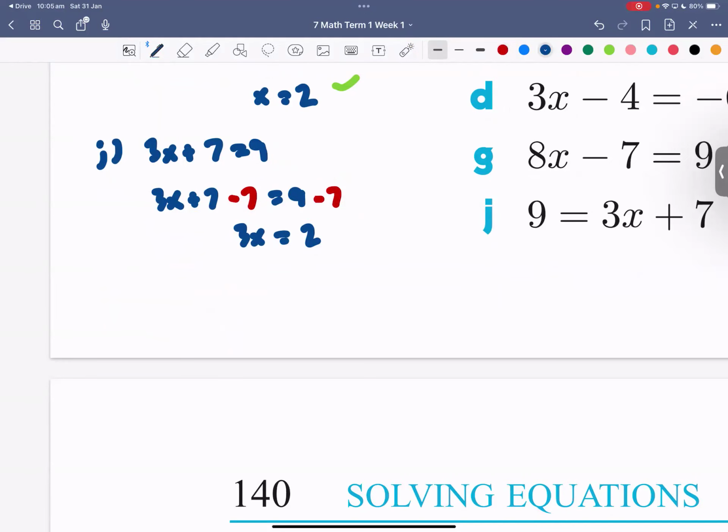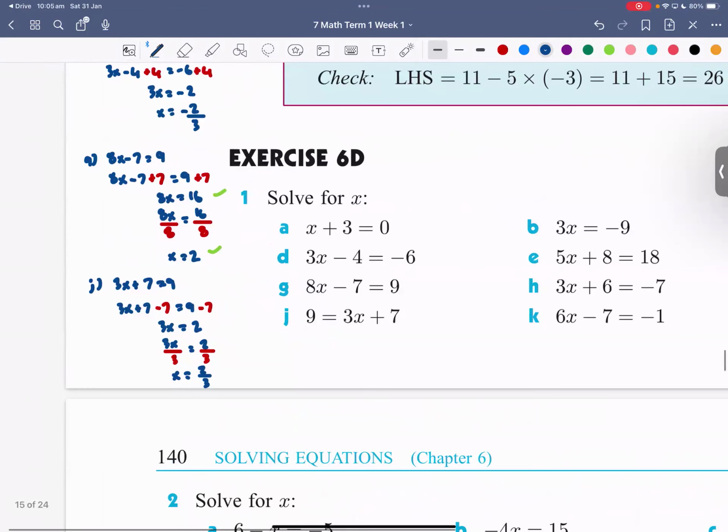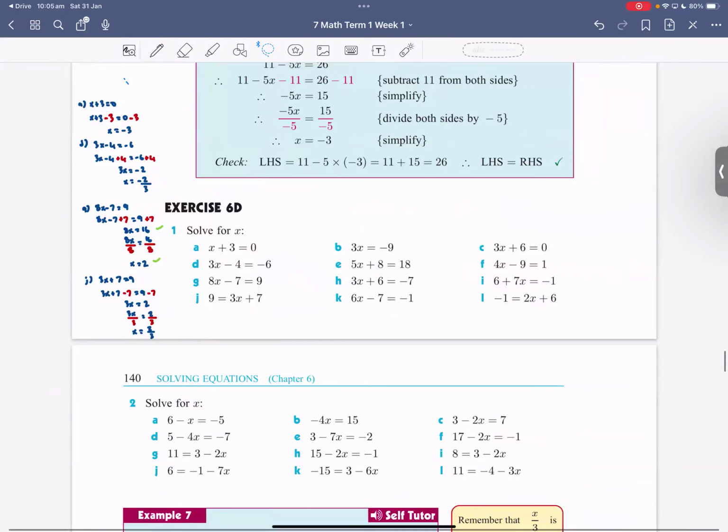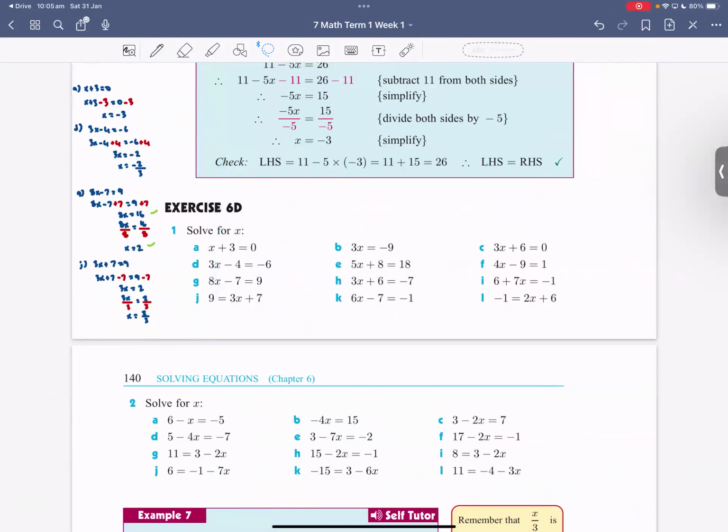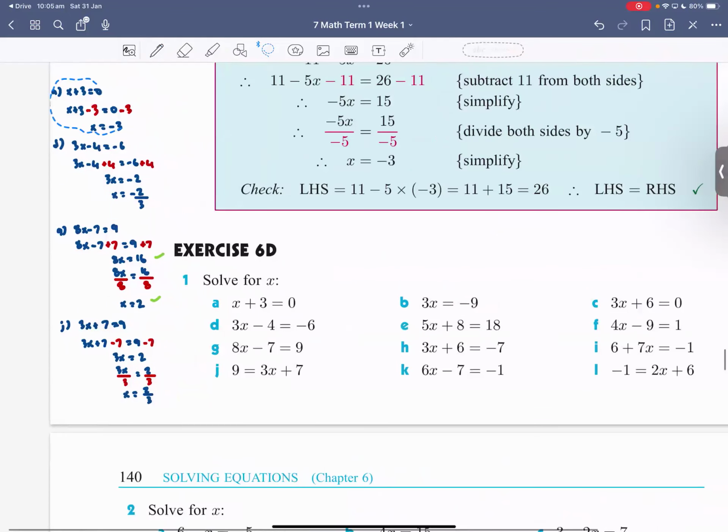And now what do you have to undo next? Divide both sides by 3. So 3x divided by 3 equals 2 divided by 3. Alrighty. Whatever you do to one side, you do to the other side. And then what is 3x divided by 3 really? X. And then 2 divided by 3 is 2/3. That's it. There's your answer. X is 2/3. While you're in year 7, you're going to have to do it the long way with me, okay? When you become a year 8, you can do it your way.